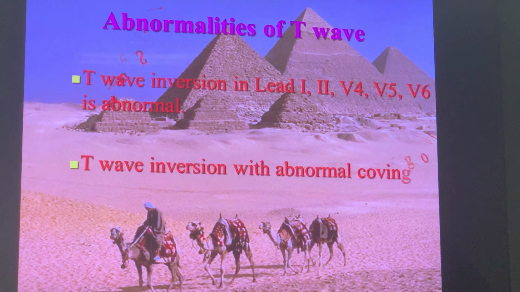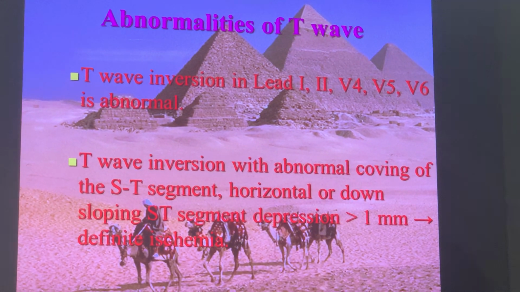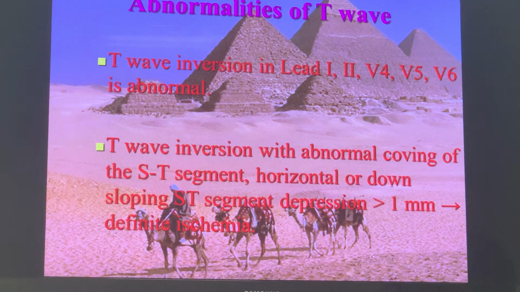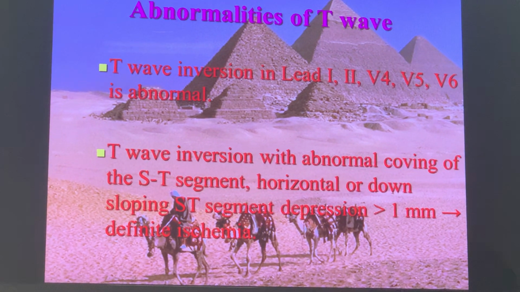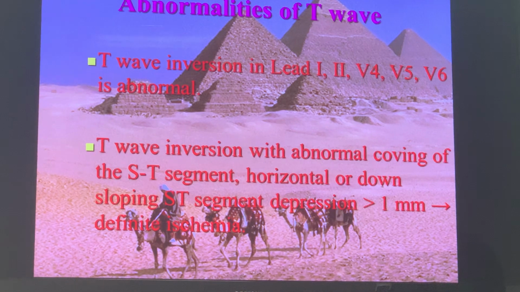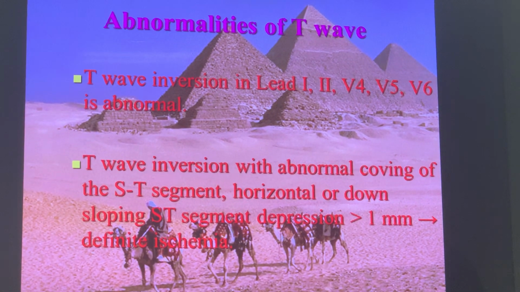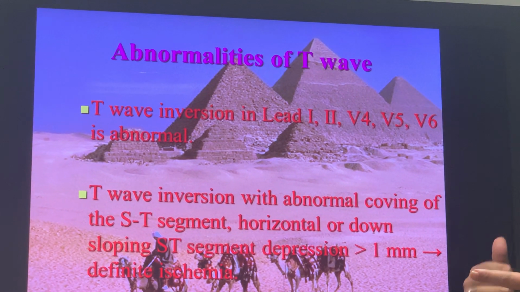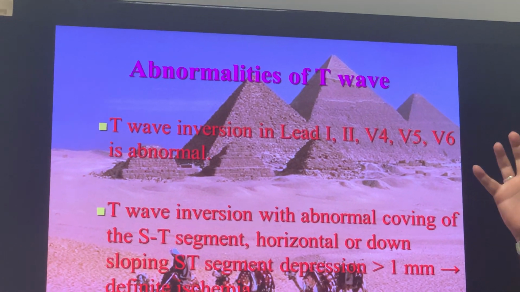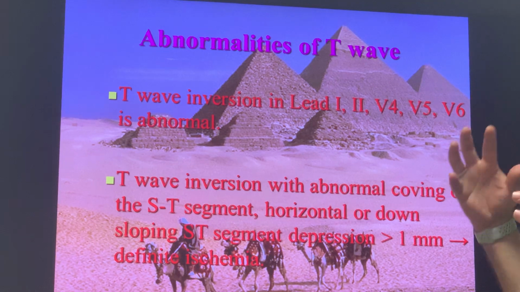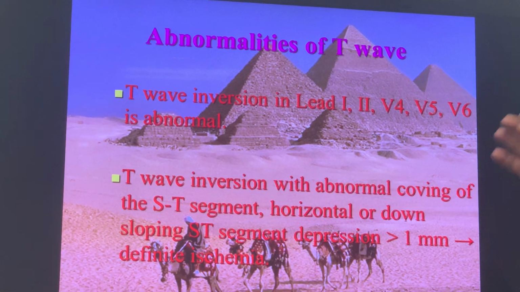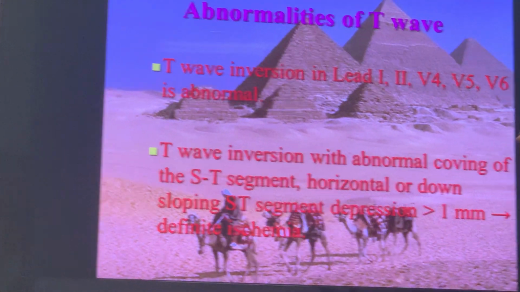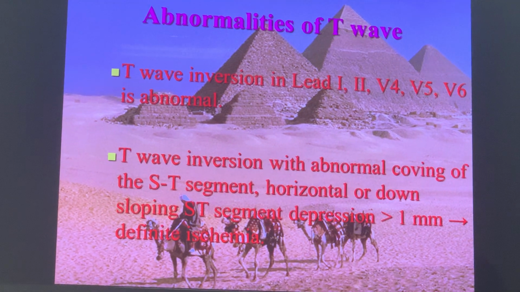What abnormality can you see in the T wave? T wave inversion in lead 1, 2, and the lateral leads is always abnormal, because I know it's supposed to be positive. As we discussed earlier, lead 1 and 2, V4, 5, and 6 are always looking at the heart in the same direction as the wave, so it's supposed to be positive, and any negative T wave in those leads is abnormal. There is no doubt about it.